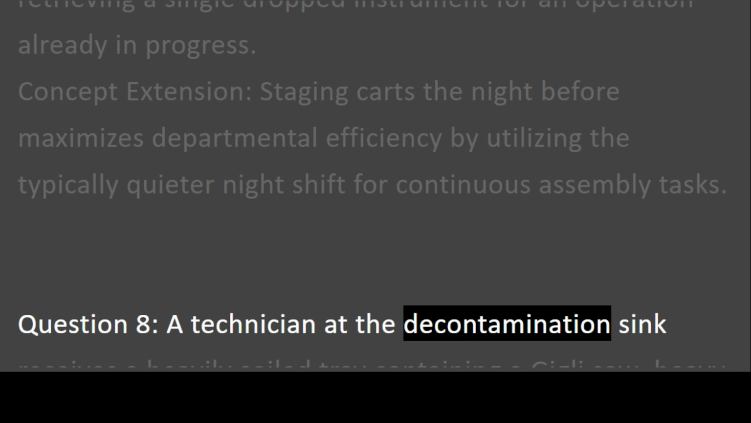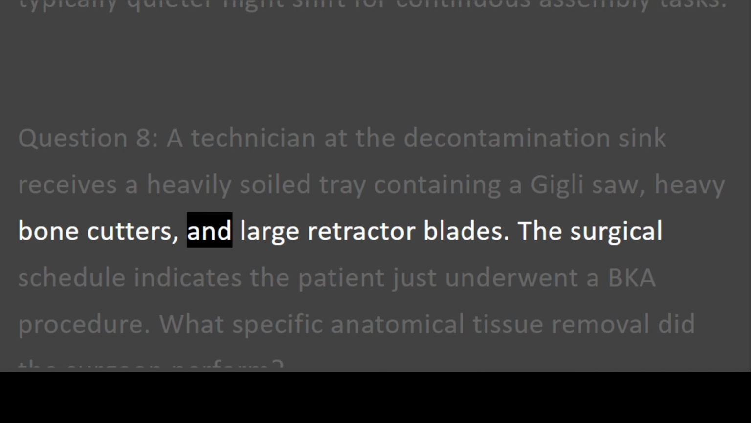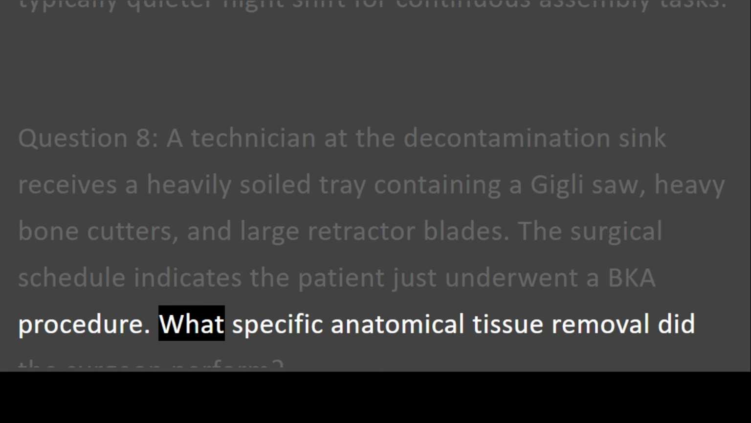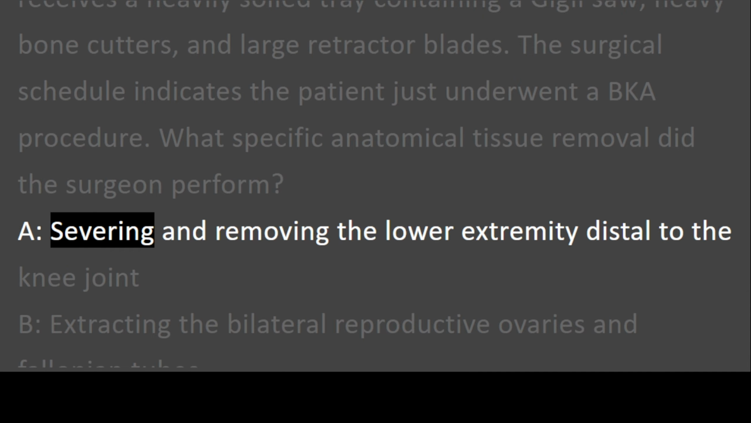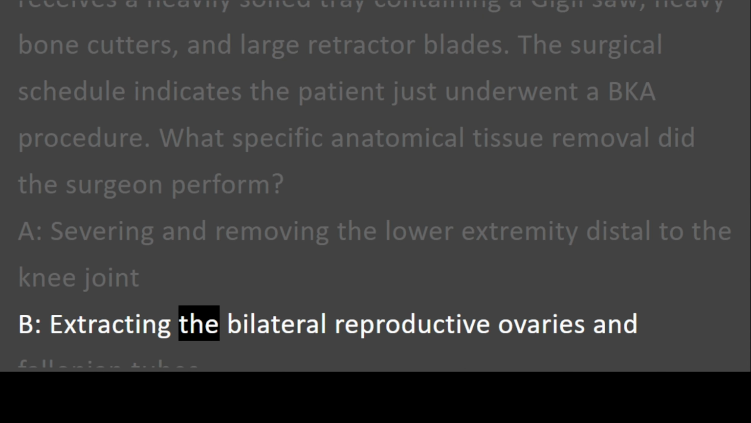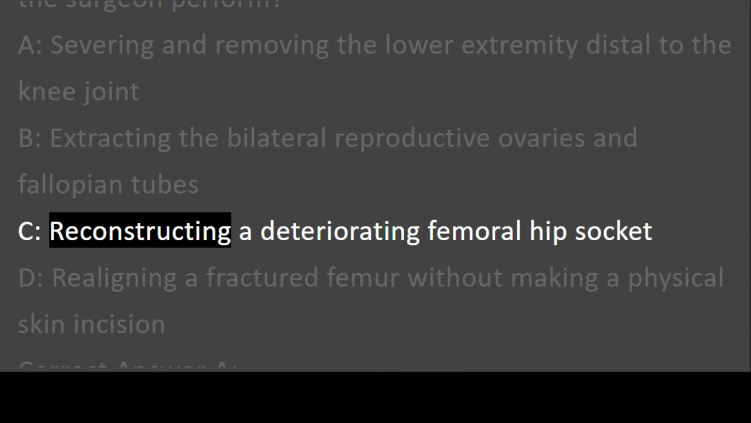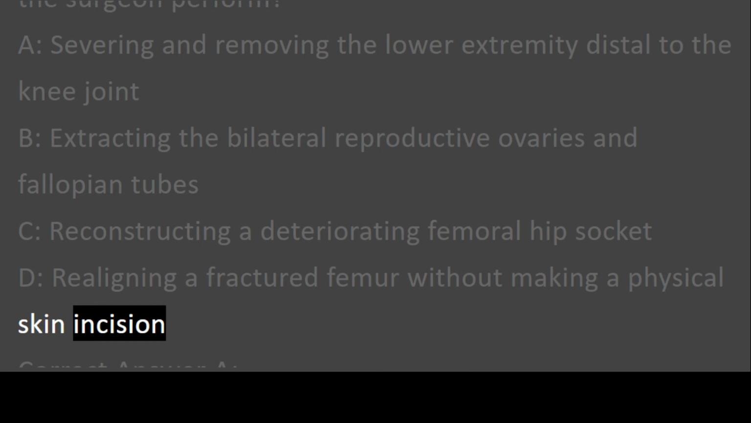A technician at the decontamination sink receives a heavily soiled tray containing a Gigli saw, heavy bone cutters, and large retractor blades. The surgical schedule indicates the patient just underwent a BKA procedure. What specific anatomical tissue removal did the surgeon perform? A. Severing and removing the lower extremity distal to the knee joint. B. Extracting the bilateral reproductive ovaries and fallopian tubes. C. Reconstructing a deteriorating femoral hip socket. D. Realigning a fractured femur without making a physical skin incision.